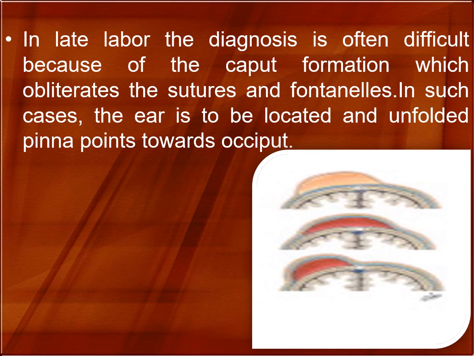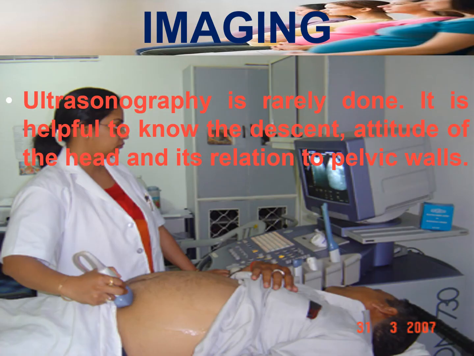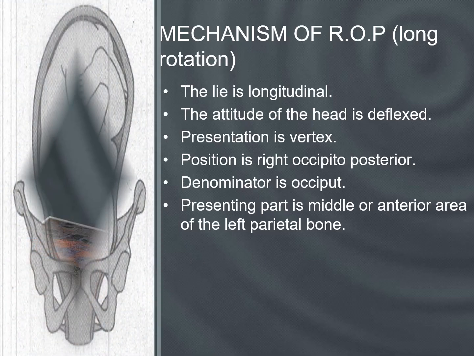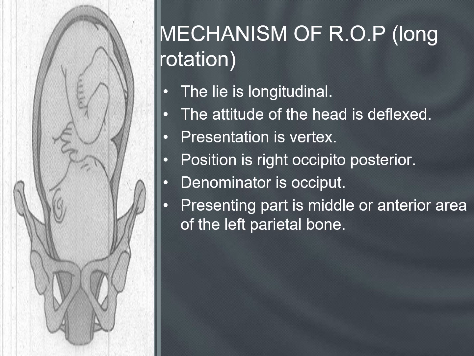In that case, what you can do is look for the unfolded pinna. You can locate the pinna and earlobe and you can see the pinna. If the pinna is unfolded, the unfolded pinna will be pointing towards the occiput. On the basis of that, you can identify the position of the occiput. And the next one is ultrasonography. Ultrasonography for determining the presentation or position, we do it rarely, but we can locate it exactly with ultrasonography. Now we are going to see the mechanism.